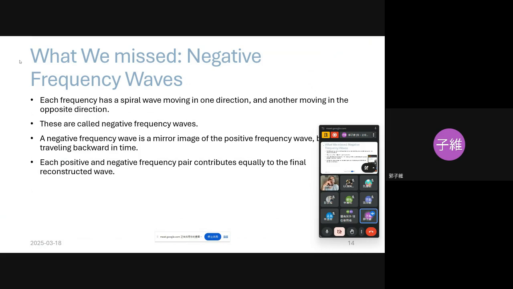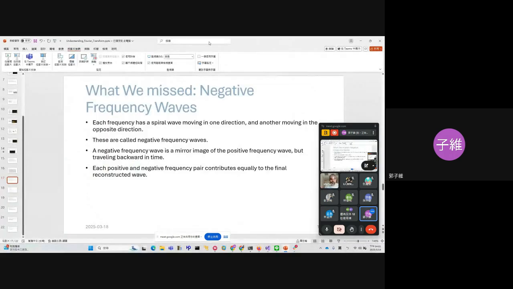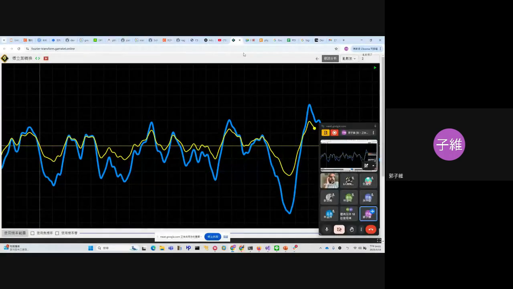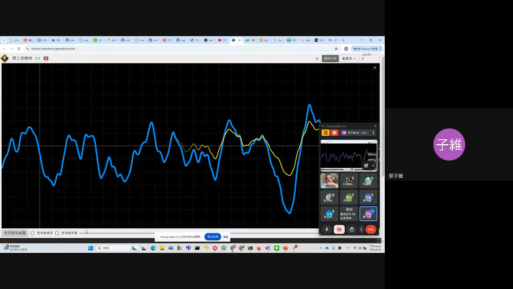A negative frequency wave is like a mirror image of the positive frequency, but it travels backwards in time, which is counterintuitive, not very easy to think of. But here, if we look at the Fourier transform table, for example in the cosine part, we don't get just the positive frequency. You also get the negative frequency. So we need to consider both positive and negative frequency. Like here, if we use negative frequency now, we get a closer approximation.